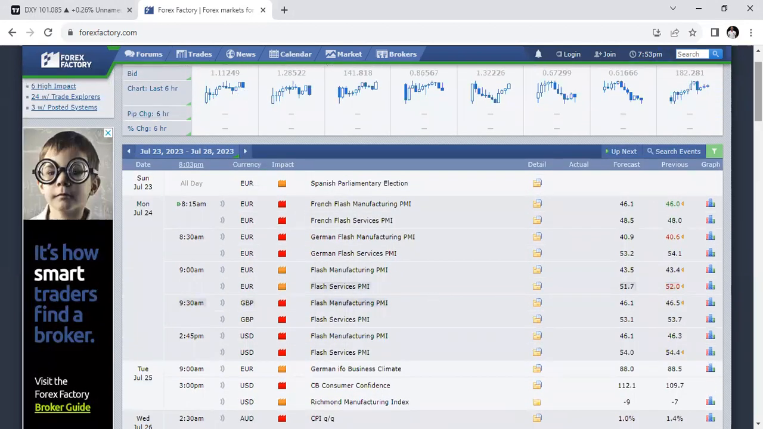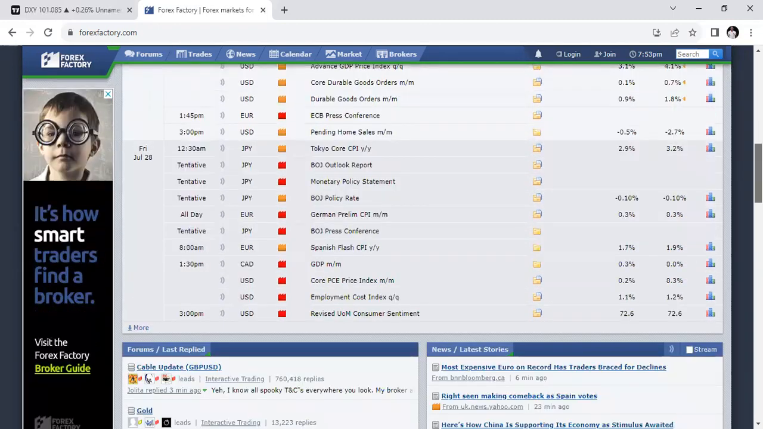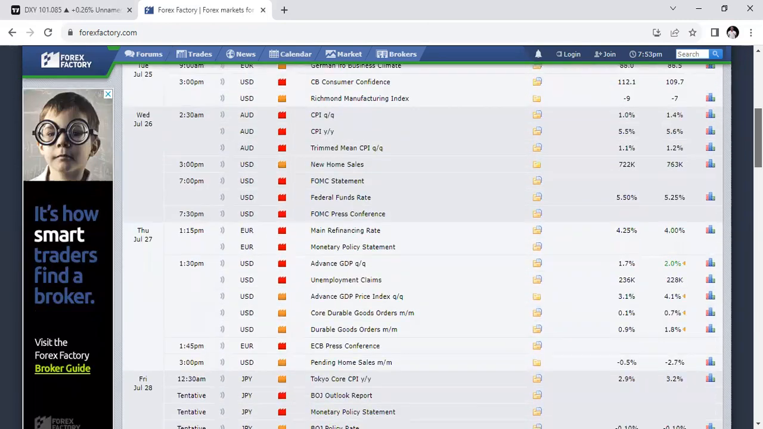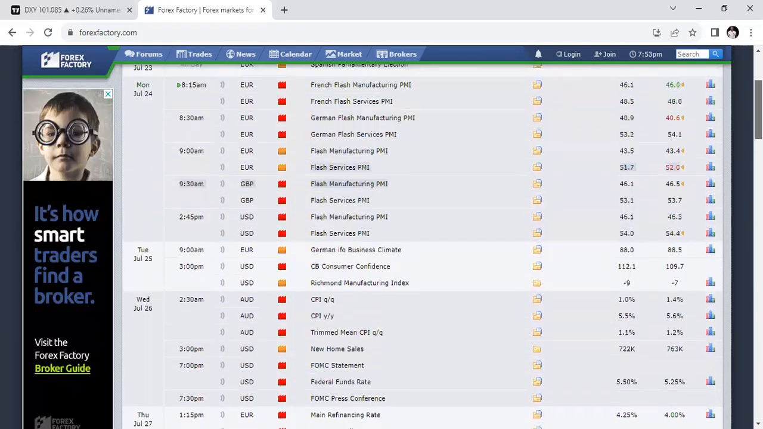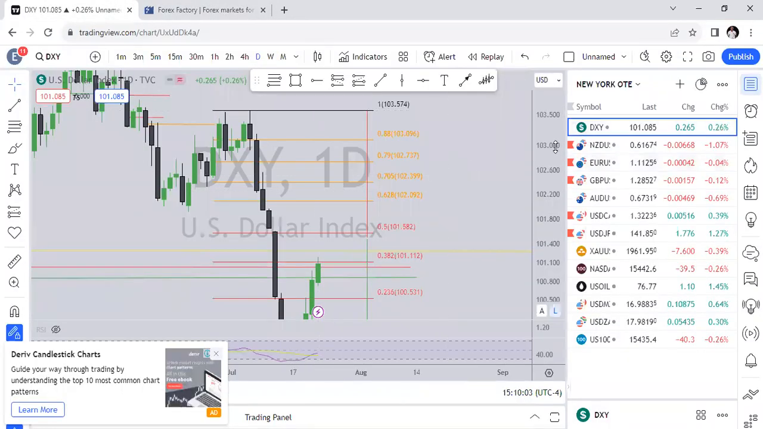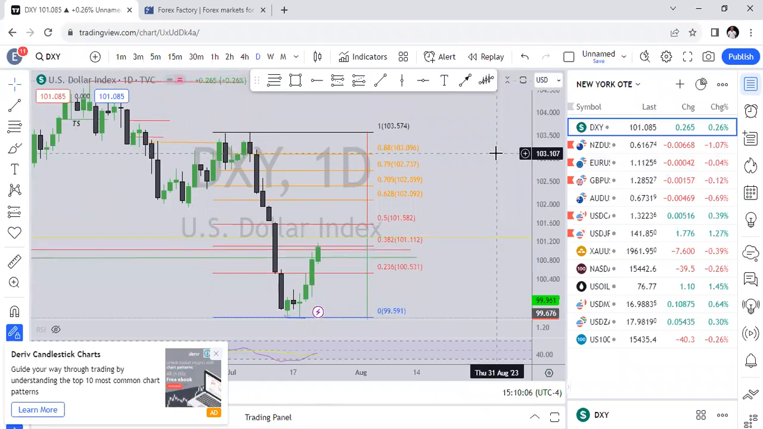So this is what we are expecting for the week. The way the news events are lined up, we expect that there will be a lot of movement in the market. So we've seen what the economic calendar has for us. Let's go straight to the chart. Let's now do the chart talk.